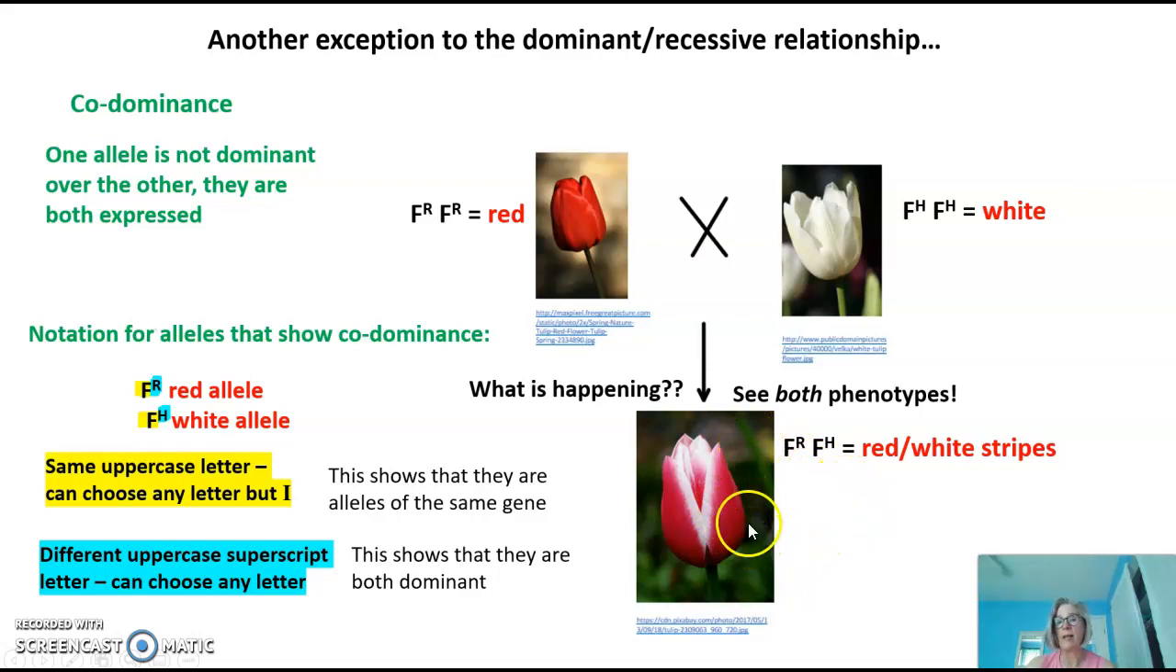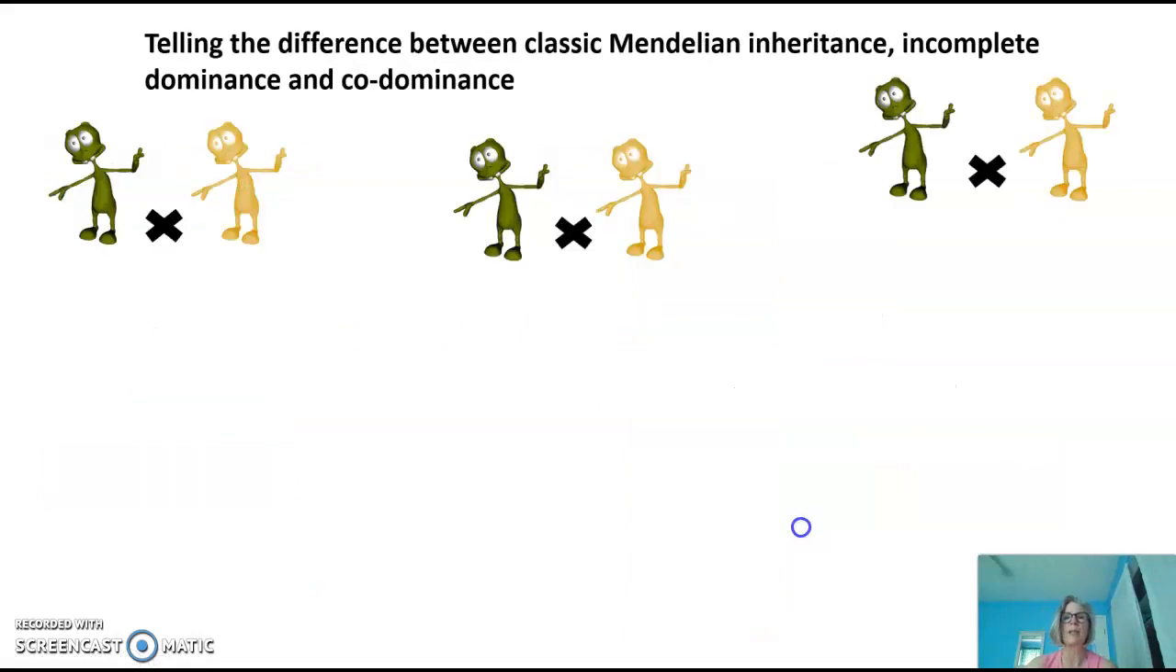However, any way that the offspring is showing both phenotypes would count. It could be red with white dots. It could have one white petal and one red petal. Any way that it is showing both phenotypes is an indication of codominance.